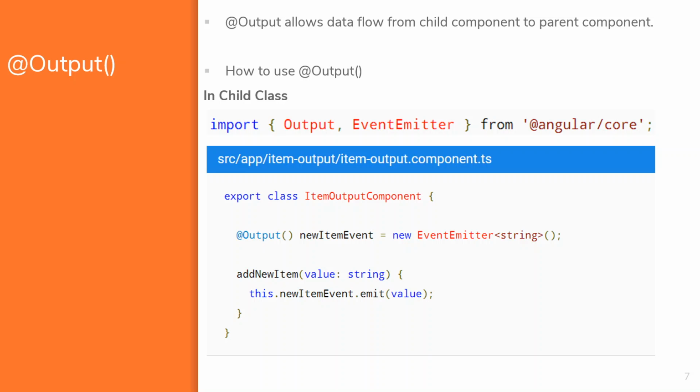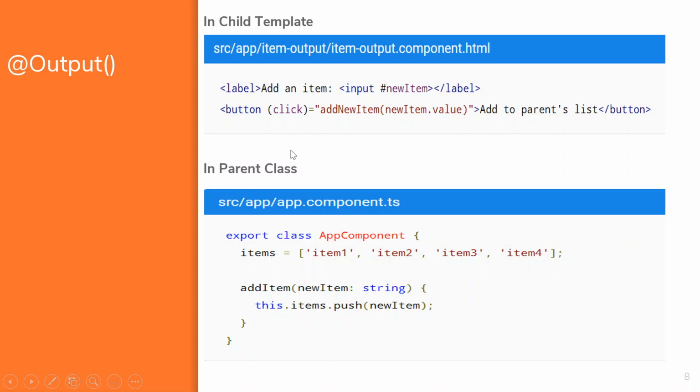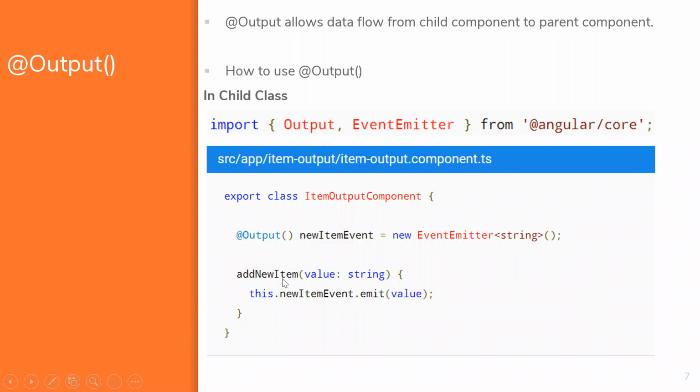You will understand if I show you the template. In the child template, we have add an item, and then we have an input item with the template reference variable. So on click, when you click the add item button, it will get the new item value using the template reference variable, and then it will call the add new item function, which we saw in the child class. So it will come to add new item, and then the value of this new item will come over here, and then it will be emitted to the parent class.